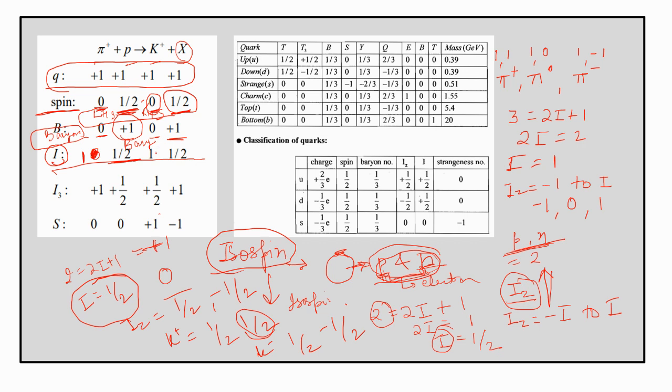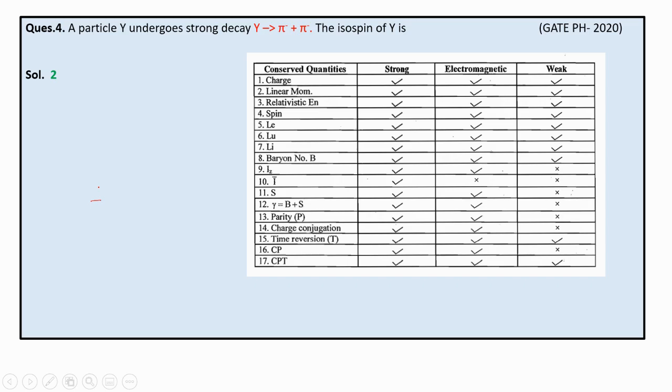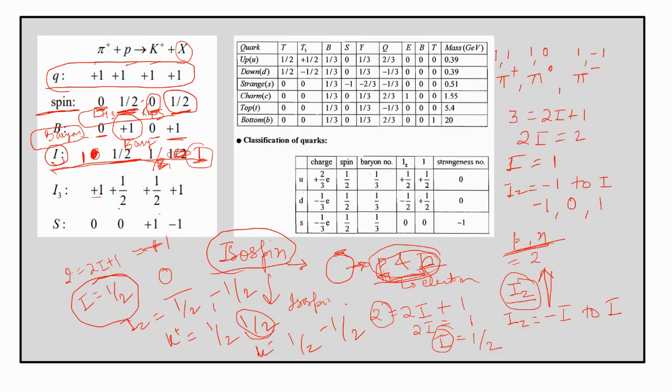So here it will be 1 by 2, and this will become 1. Sorry, this I value is wrong here, so what I am doing is correct. This is 1 by 2 and this is 1, right? Now the Iz value, which I already found out. For pion it will be plus 1, for proton it will be 1 by 2, and for kaon it will be 1 by 2, and for this again it will be plus 1 to balance both sides, right?